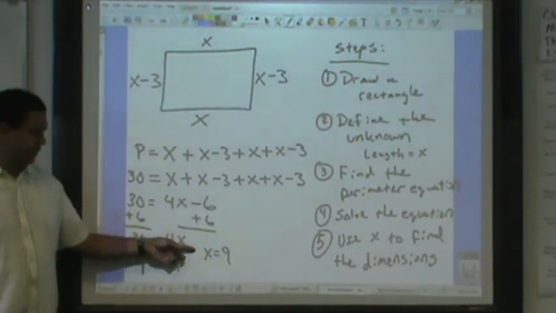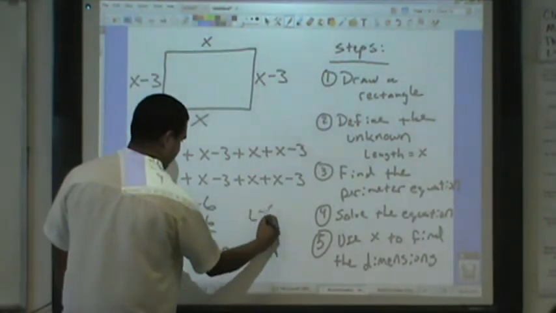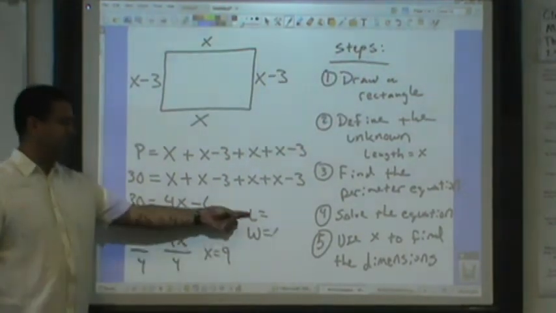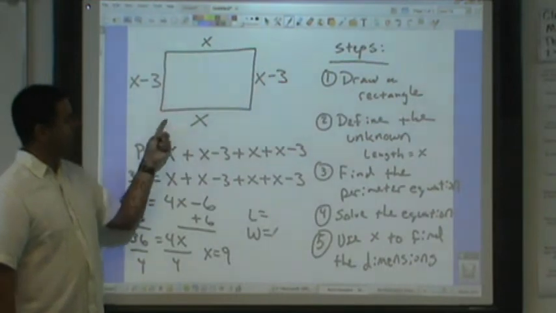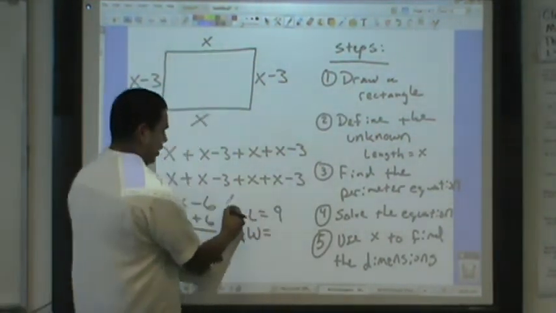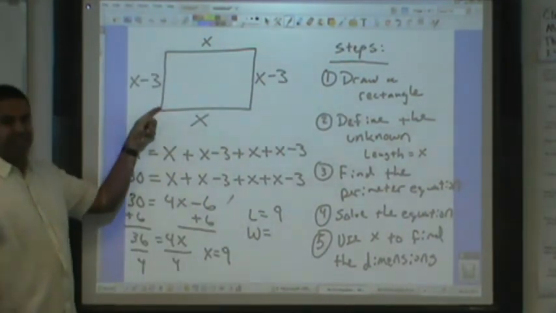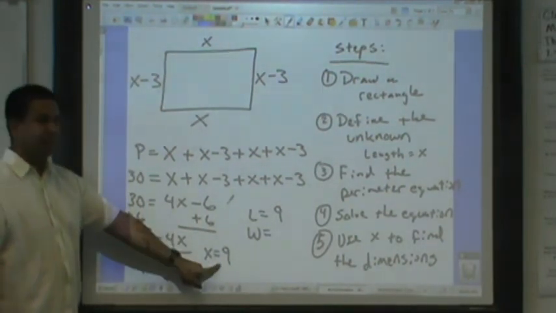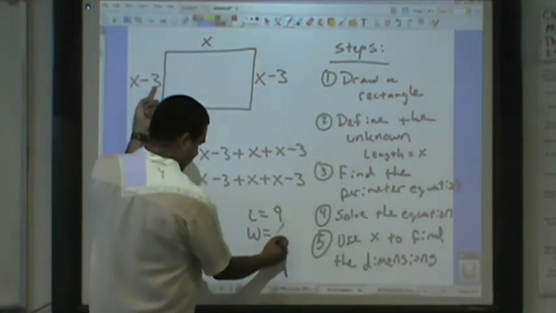Now is that my answer? No. Remember, the first thing we want to find is the dimensions. We want the length and the width. So what is the length? 9. Length was x, which is 9. And what was the width? 6. How did you get 6? 9 minus 3. If x is 9, put the 9 right there. 9 minus 3 was 6.